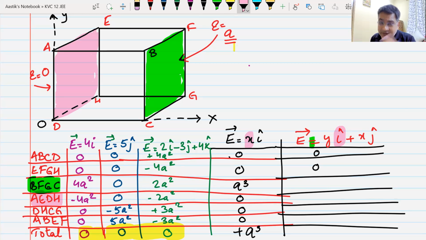So now you will have to use the technique of integration. You go here at a distance y, then you take a small segment of dy. You can find out the flux through this small segment. What will be the flux through this small segment? The area of this small segment is A into dy, yes or no?